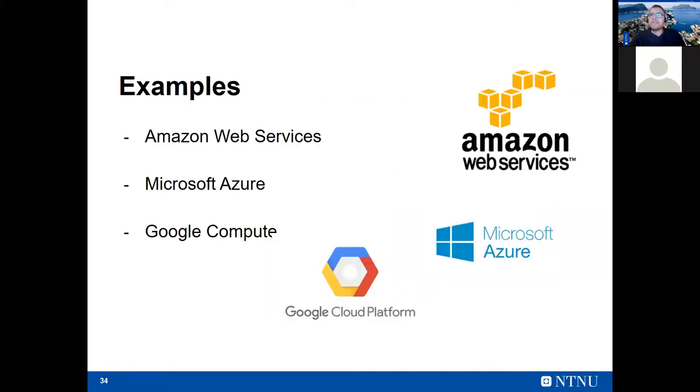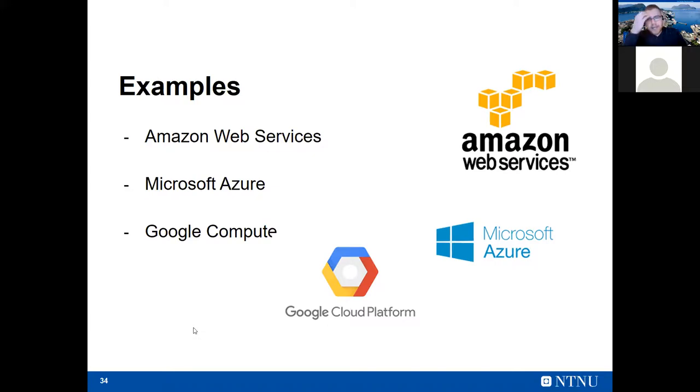The examples here, you guys knew them already, I think. We talked about them. It's really Amazon Web Services, AWS, the biggest player, Azure, the second biggest player, and Google Compute is one of the other players. They actually don't hold that much. So the most important players are generally AWS, followed by Azure, and then others further down the track, including Google.